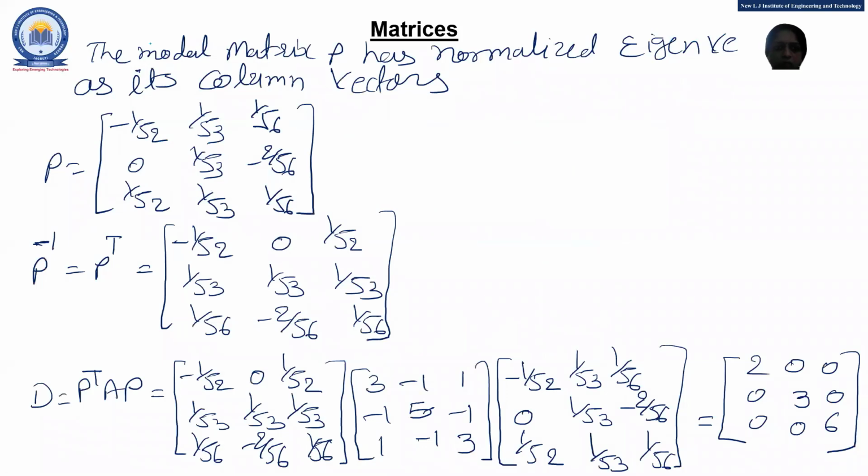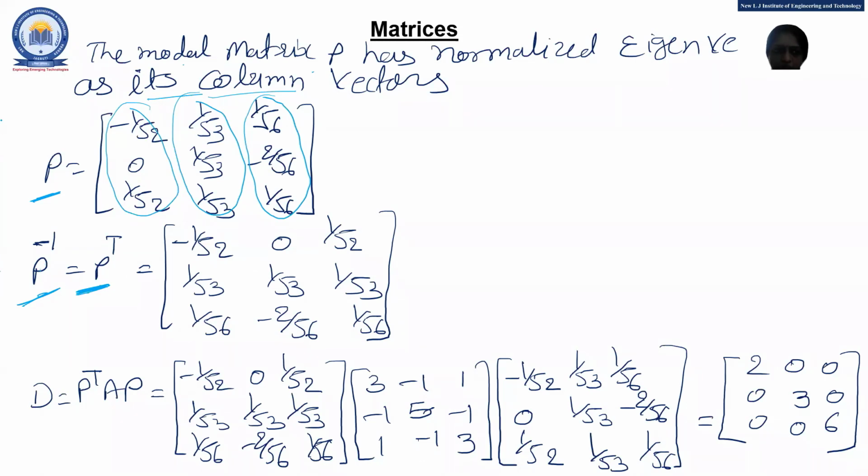Now, the next step, we form the model matrix with the normalized eigenvectors as its column vectors. This is our first normalized eigenvector, this is the second, and this one is the third. This is my model matrix P. Now, as they ask for the orthogonal matrix, as per the rule for an orthogonal matrix, P inverse is equal to P transpose. Listen carefully. P inverse is equal to P transpose.